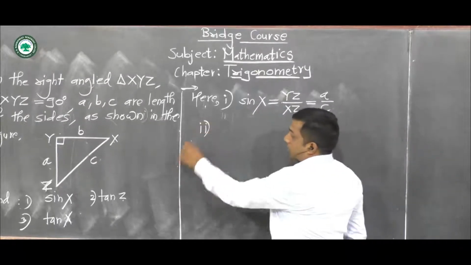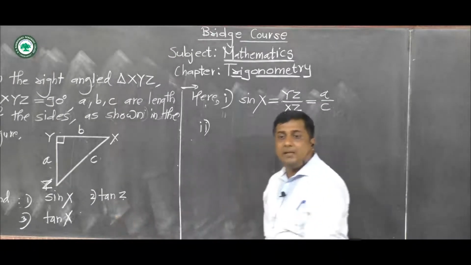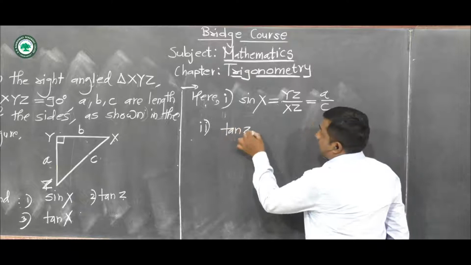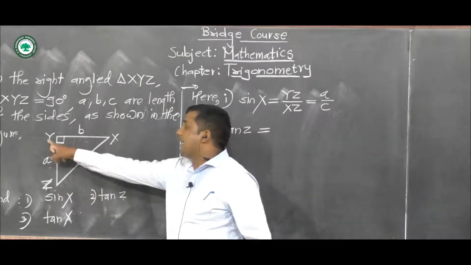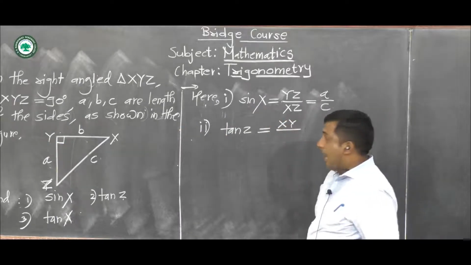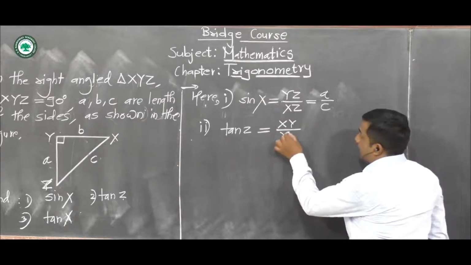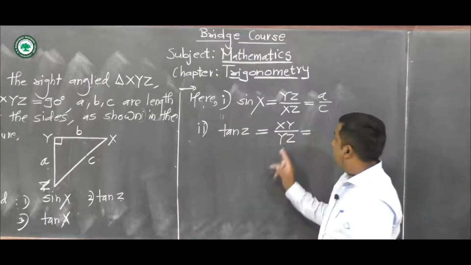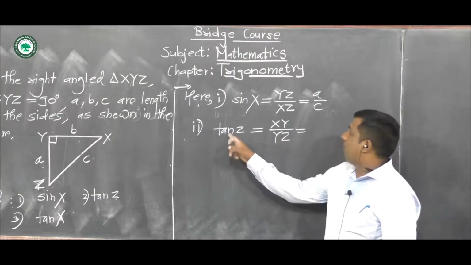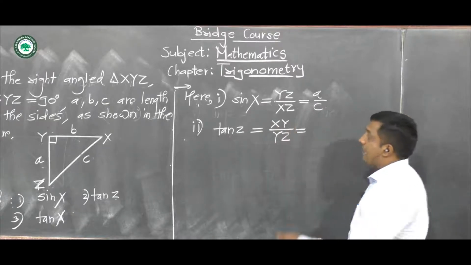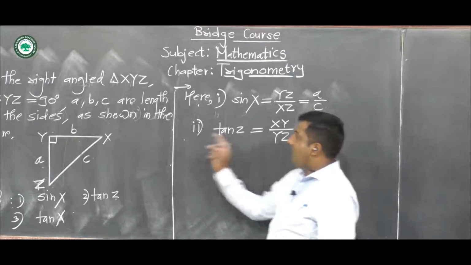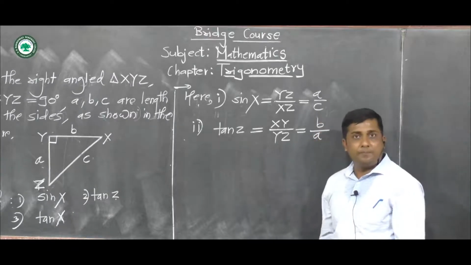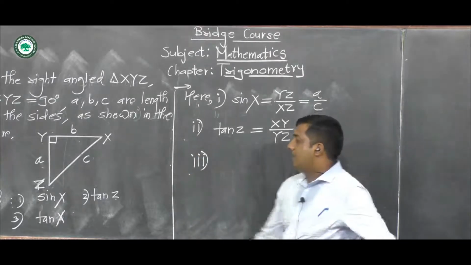Then in second we have to find tan Z. Here to define the tan Z we consider opposite side and adjacent side of Z. Okay, so tan Z is equal to opposite side for Z is XY, here XY upon adjacent side for Z is here YZ, so XY upon YZ is equal to, we know XY is here B. ठीक है, तर XY upon YZ is for tan Z. Here XY is having length B upon, here for YZ length is A, so B upon A is for tan Z.